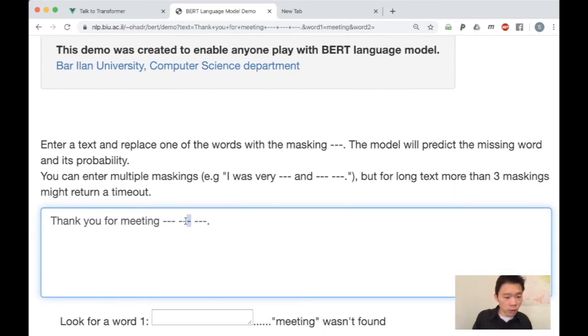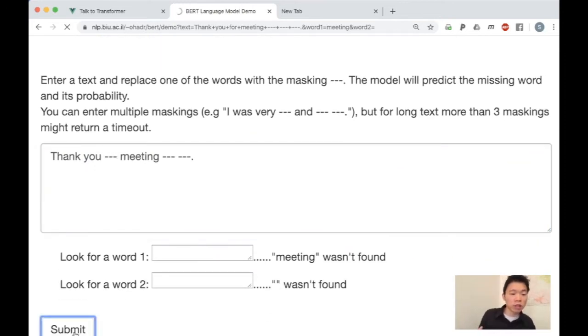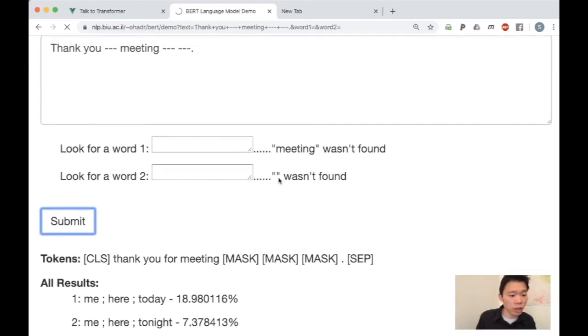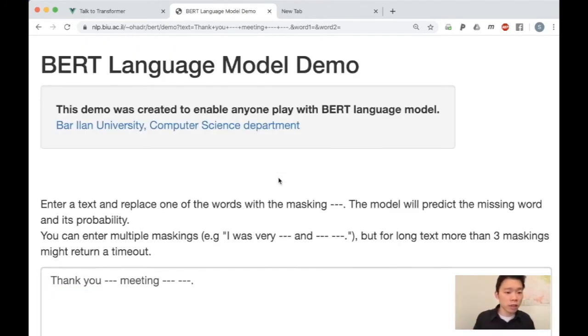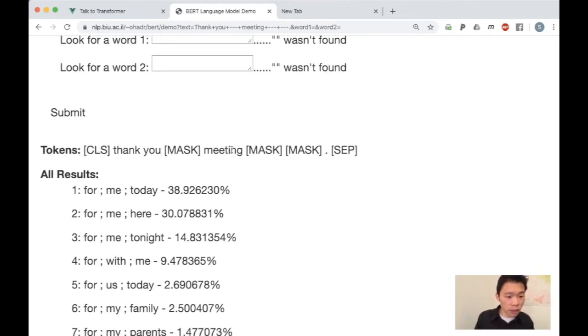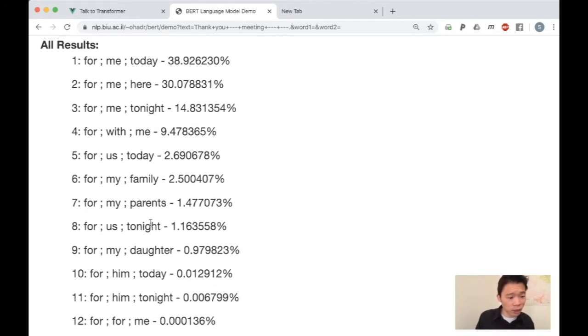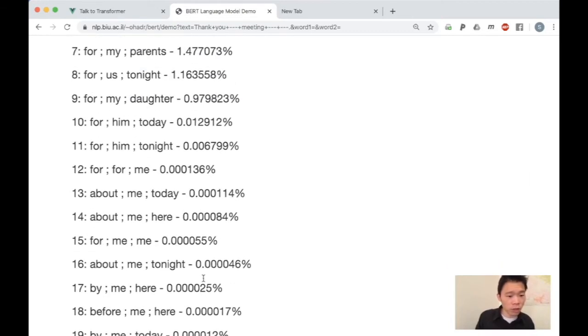But with BERT language models, you are able to also do something different here. You can fill in different blanks. So, "Thank you." How would it fill in these different words? And it's "Thank you for meeting me today." "Thank you for meeting me here." And then "Thank you about meeting with me." "Thank you before meeting with me." It's a little bit weird, but you can see that the probability for those are much lower.